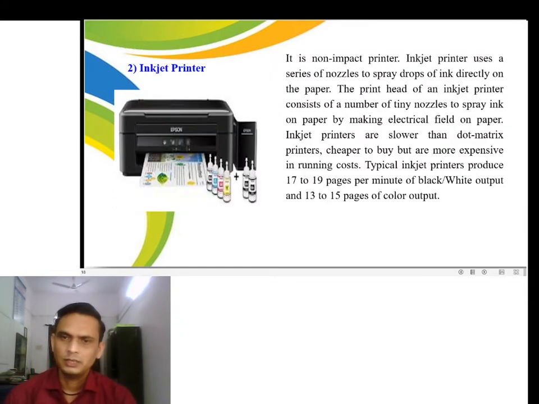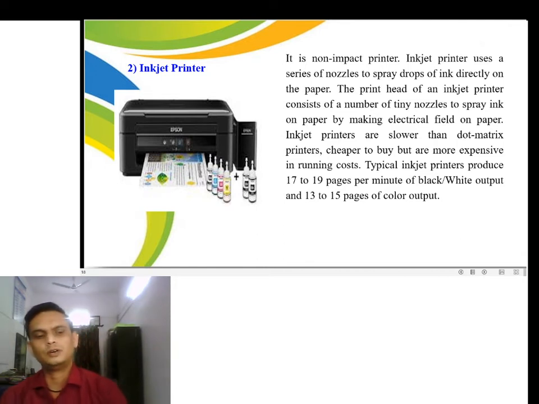Inkjet printer. Inkjet printer is also a non-impact printer. An inkjet printer uses a series of nozzles to spray drops of ink directly on the paper. The print head of an inkjet printer consists of a number of tiny nozzles that spray ink on paper by making an electrical field. Inkjet printers are slower than dot matrix printers. Typically, inkjet printers produce 17 to 19 pages per minute of black and white output and 13 to 15 pages of color output.